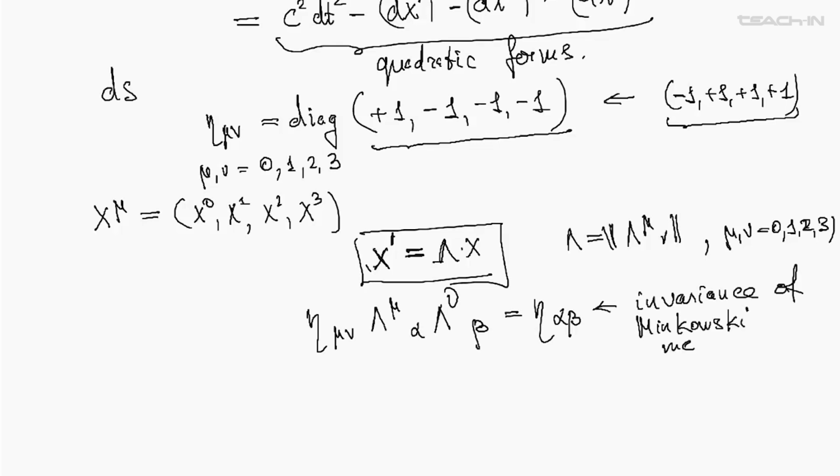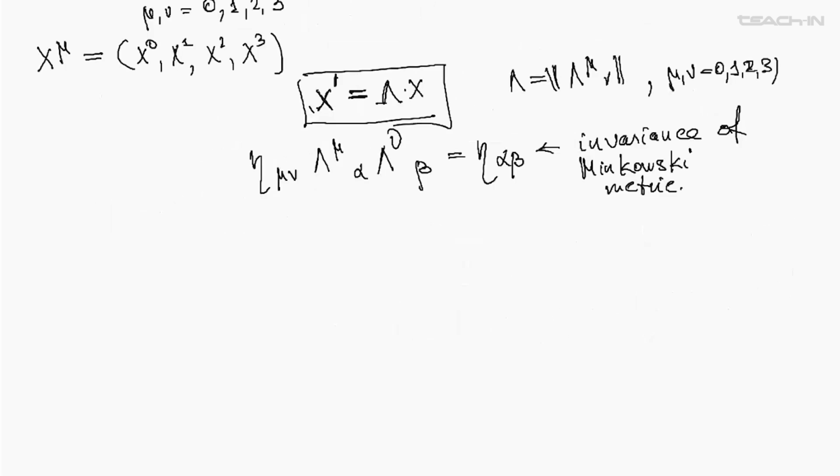And this defines a class of matrices lambda, which we associate with Lorentz transformations. Now, this transformation, which preserves our quadratic form, in other words, which preserves the Minkowski metric, can also be written in matrix form. And this is nothing else than lambda transpose eta lambda is equal to eta, where eta we understand as a 4x4 matrix and lambda is a 4x4 matrix.